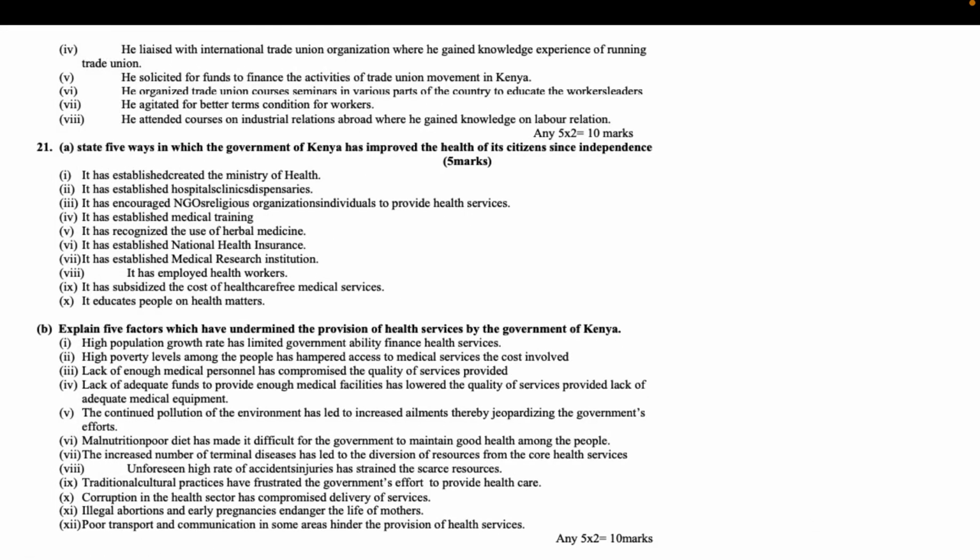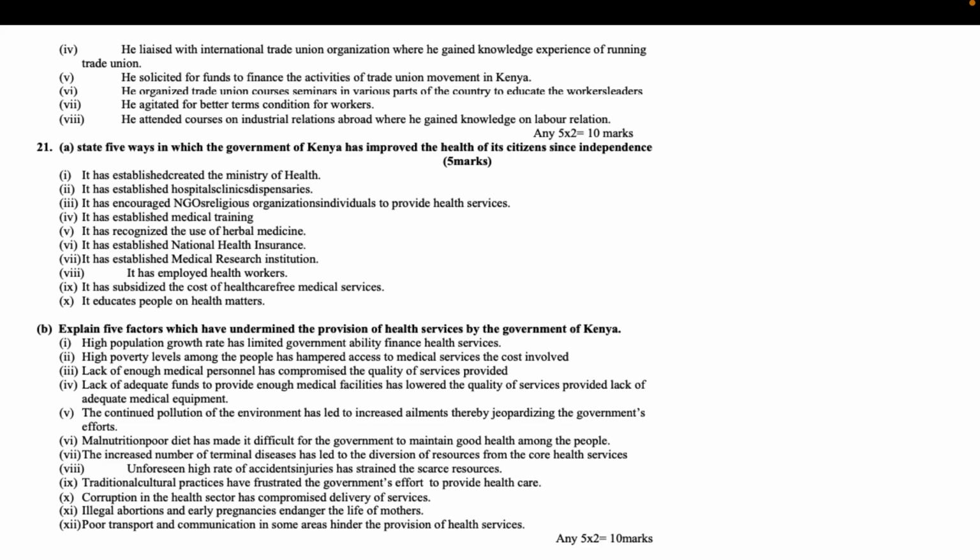He solicited for funds to finance the activities of the trade union movement in Kenya. He organized trade union courses and seminars in various parts of the country to educate the workers' leaders. He agitated for better terms and conditions for workers. He attended courses on industrial relations abroad where he gained knowledge on labor relations. Any 5x2 equals 10 marks.